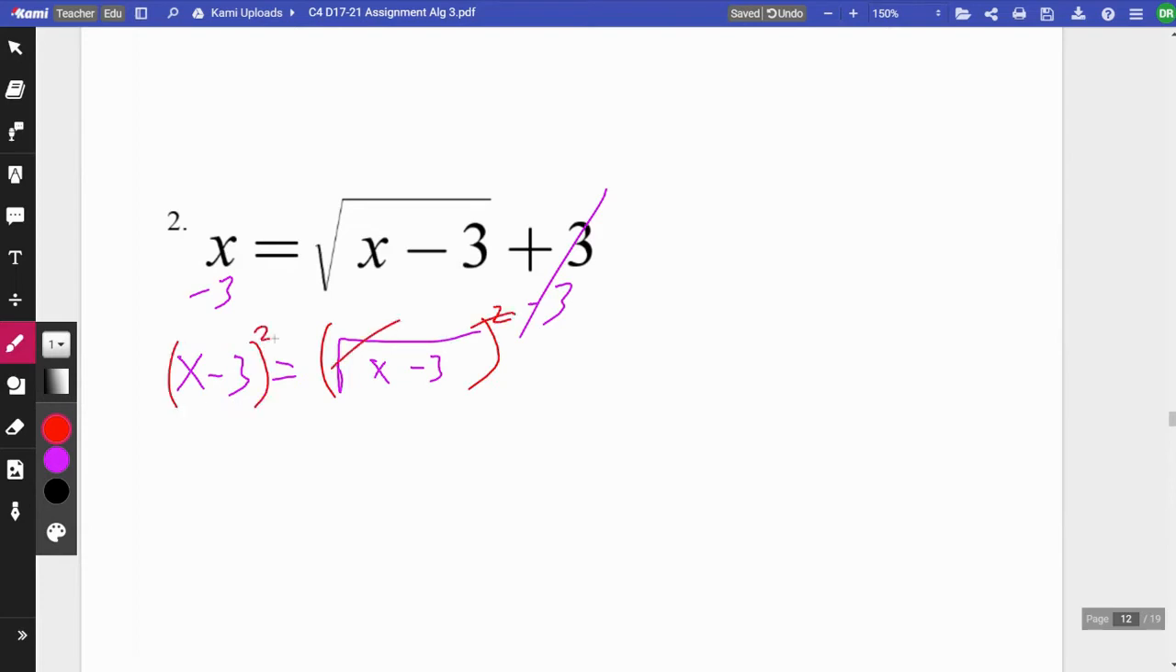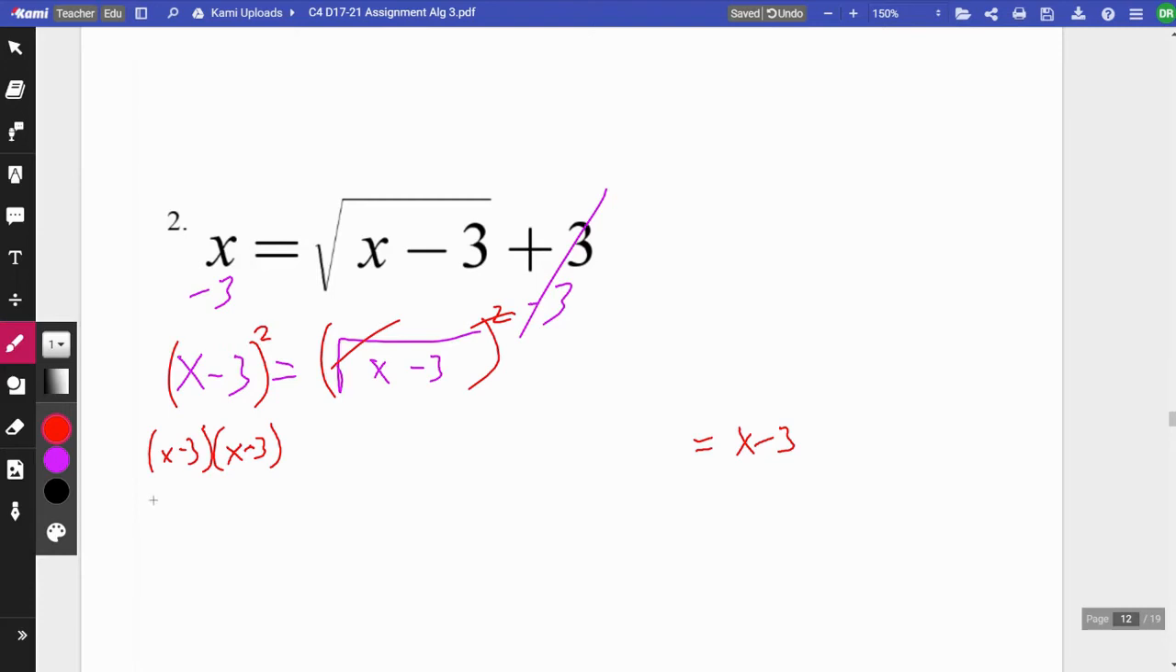But we have to do that to the other side too. It'll cancel on the right. You just end up with x minus 3 over there. But on the left, you have x minus 3 squared. That is not x squared minus 9. This exponent is saying we have x minus 3 times x minus 3. And that's something we have to actually distribute.